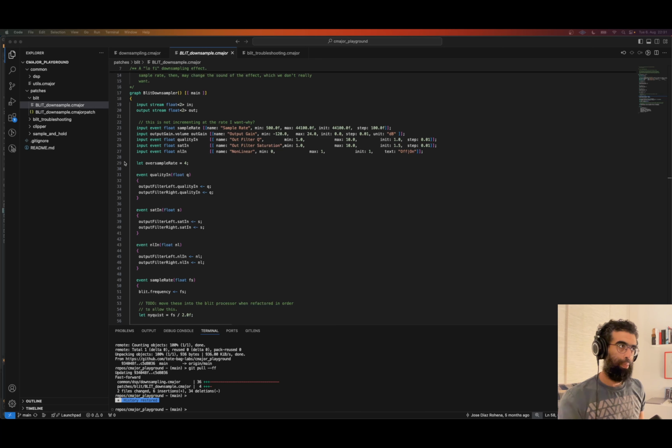The next step, I believe, is to refactor all of these downsampling algorithms that I've got here, and do it in a way that's consistent with the Cmajor style.